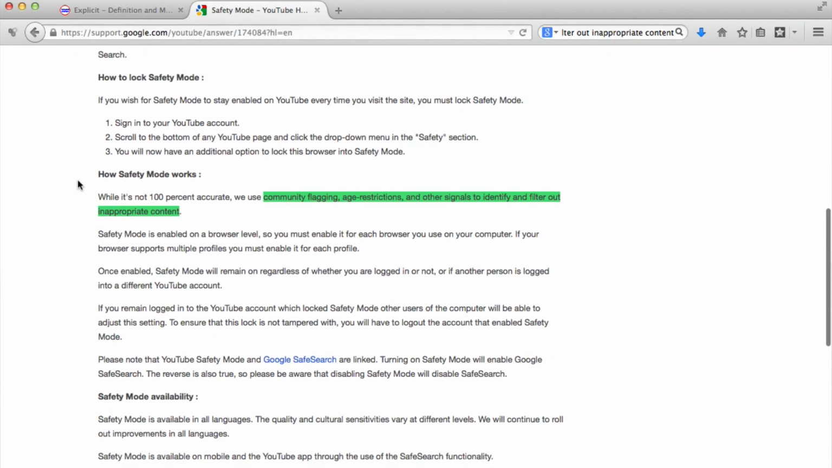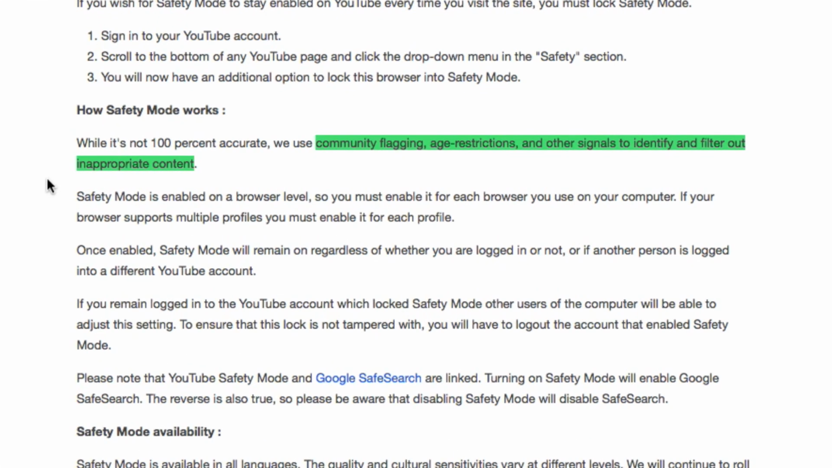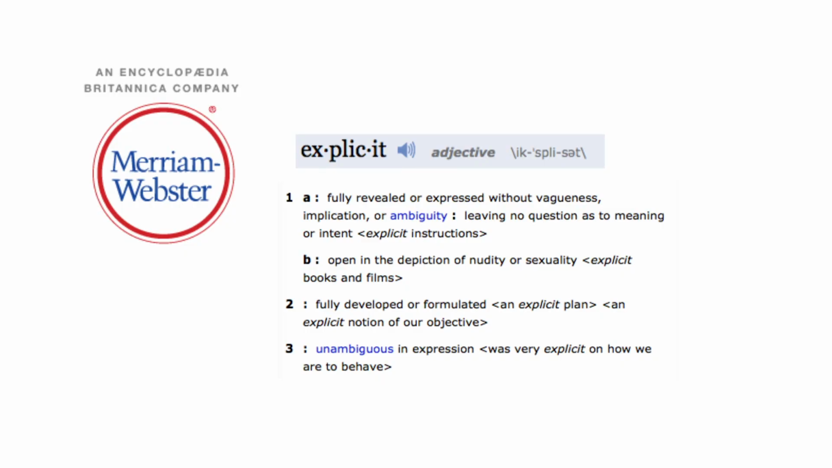Well, YouTube says it uses community flagging, age restrictions, and other signals to identify and filter out inappropriate content. It's like safe search mode on a Google search. So, okay, I get that maybe my episode last year about the erection of the New People's Daily Building might have had some mature content, but what about my recent episodes about freedom and democracy in Hong Kong? I mean, those are hardly explicit content unless you go by the dictionary definition of explicit, which is fully revealed or expressed without vagueness, implication, or ambiguity. So okay, maybe I am guilty of that.